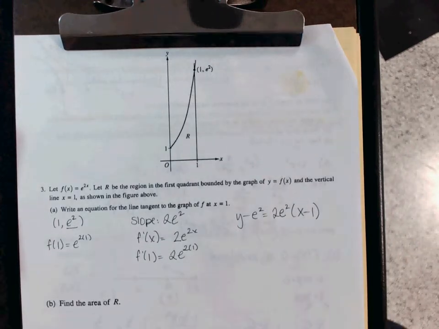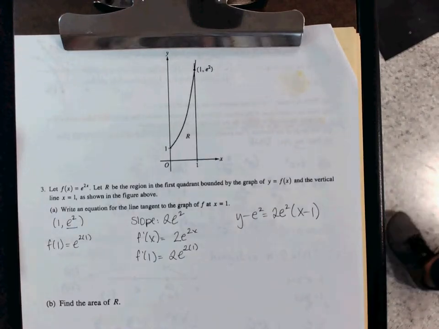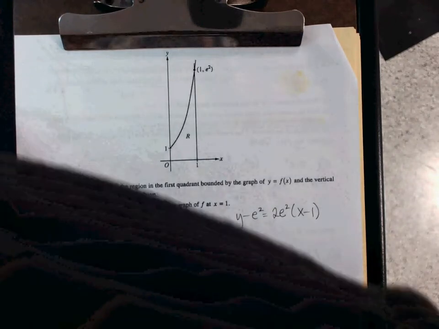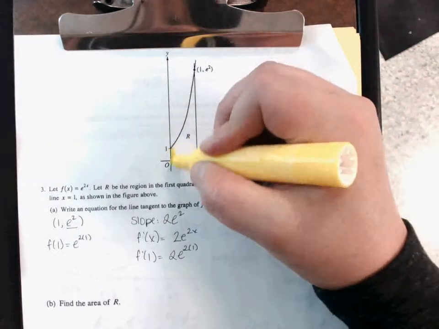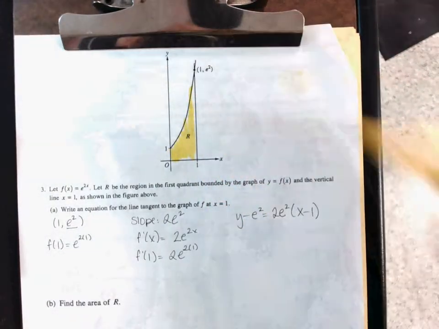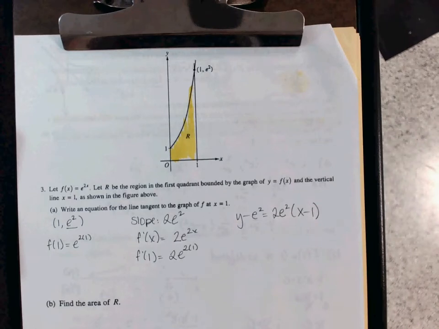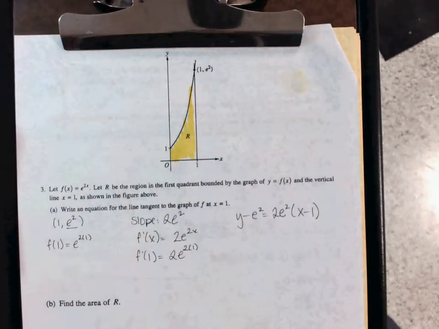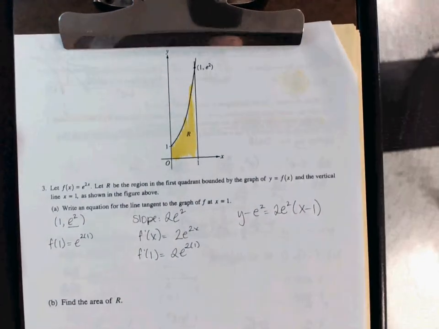So look at your graph that they gave you. They want you to find the area of region R. Okay, that's this area right here. If I want the area of that region R, set up your integral. You're doing it normal dx.